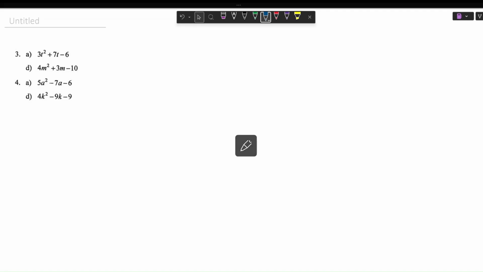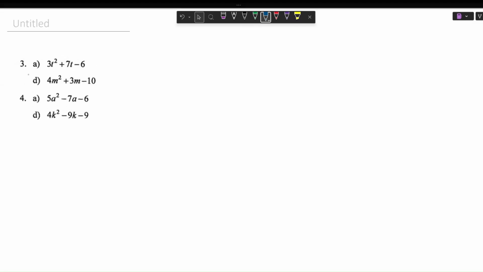Okay, let's continue with 3a. So we're looking at 3t squared plus 7t minus 6, and we're trying to factor this. So we're going to, again, decompose these into our factorizations. So 3 could be 1 times 3. 6 could be 1 times 6 or 2 times 3. Now, because it's negative 6, remember that positive times negative gives you negative. So one of these has got to be negative. It could be 1 times negative 6, 2 times negative 3, or maybe the other way around. Maybe negative 1 and positive 6, and negative 2 and positive 3.